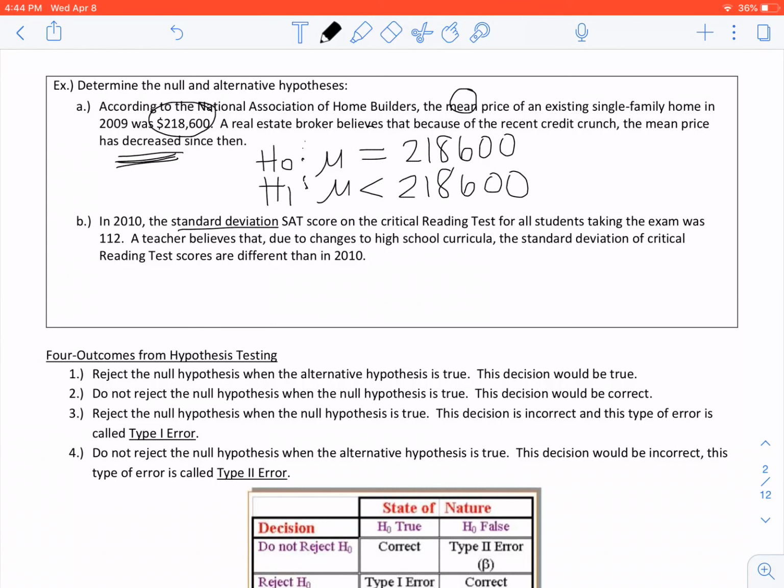And since it's a standard deviation, I'm going to go ahead and put my H naught, my H1, put your standard deviation, which is sigma. The null always gets an equal sign. The number that we have for our standard deviation is 112. And it does say that it is different. That's our key word here. And different would mean that it's not equal to 112. We don't know if it increased or decreased. We just know that it's not the same.